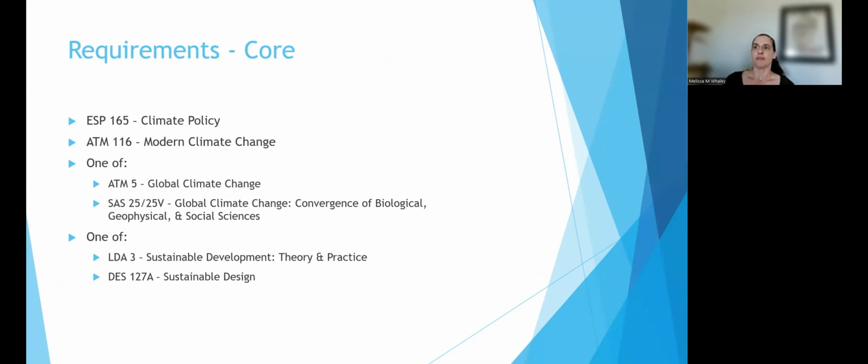The requirements for the minor are our climate policy class, ESP 165, and modern climate change, ATM 116. ESP 165 and ATM 116, as of fall 2023, are both offered in fall quarter. You will also need to select one of ATM 5, global climate change, or SAS 25 or 25V, also called global climate change. You can pick either one of those options, and then one of LDA 3, sustainable development, and design 127A.